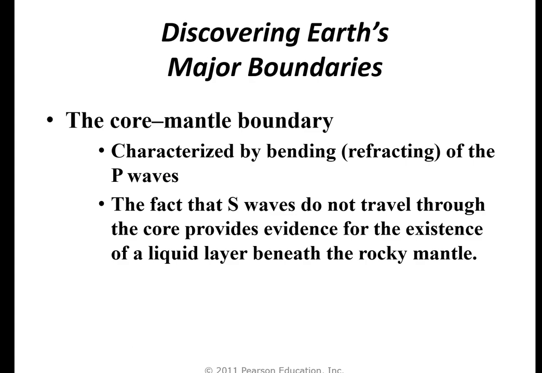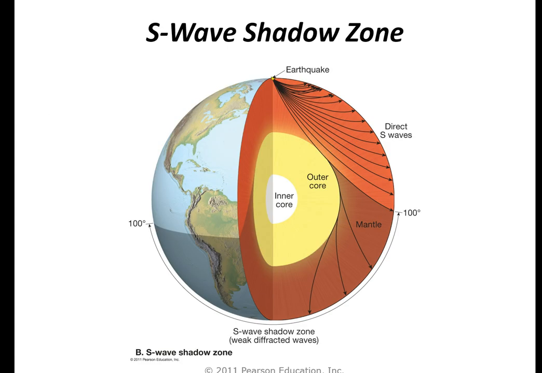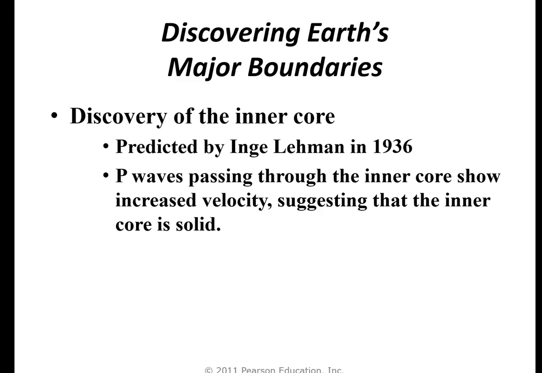And so the core-mantle boundary is characterized by bending, or refracting, of the P waves, and the fact that S waves do not travel through the core provides evidence for the existence of a liquid layer beneath the rocky mantle. And so here's that S wave shadow zone. The S waves cannot go through the liquid outer core. The discovery of the inner core was predicted by Lehmann in 1936. P waves passing through the inner core show increased velocity, suggesting that the inner core is indeed a solid.